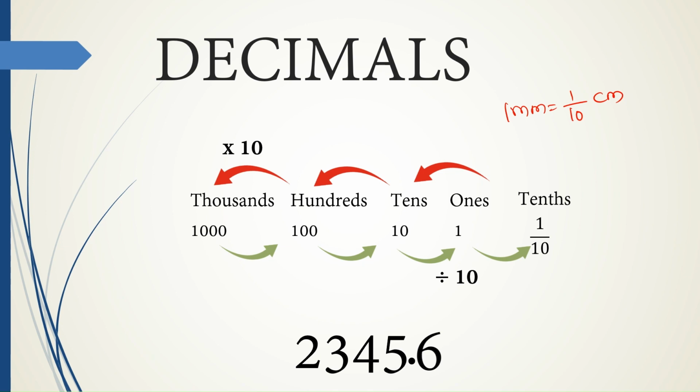Now you'll see how to represent this, 1 millimeter is equal to 1 upon 10 centimeter, using a number. For that, we know we have to keep a dot, and towards the right of the dot is the tenths place. So just keep a dot, and towards the right, write 1. Means 1 upon 10 is nothing but 1 into 1 upon 10. So 1 upon 10 is considered as the place value. So we will just write this 1 here.